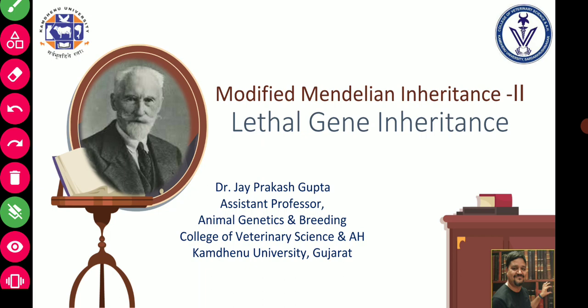Hello friends, in this lecture I will be discussing the second part of modified Mendelian inheritance. In the first part, we had seen different modified Mendelian inheritance in the form of incomplete dominance, codominance or overdominance. Here I will be discussing lethal gene inheritance and how it creates a modification in Mendelian inheritance. So let us start with lethal gene inheritance.